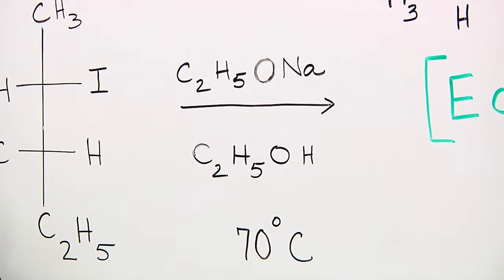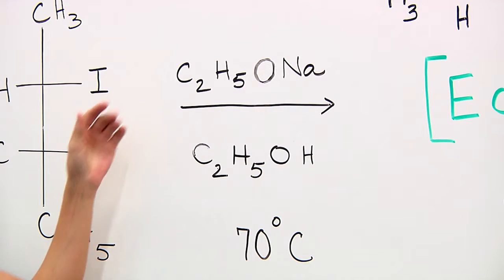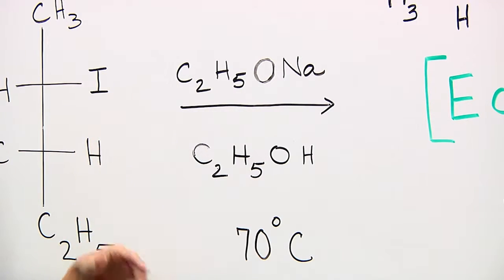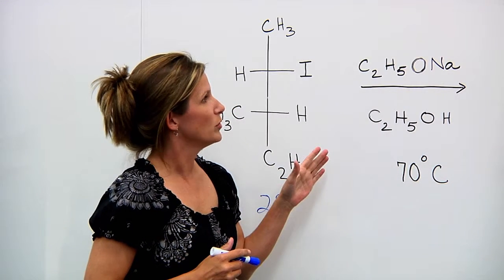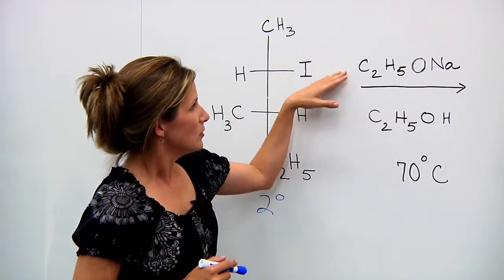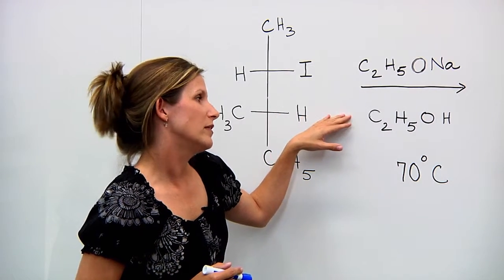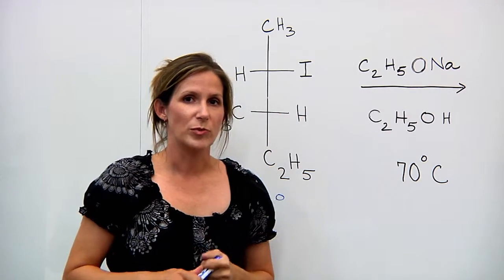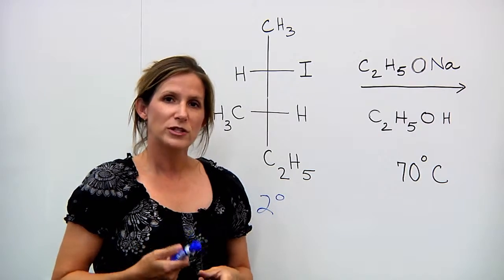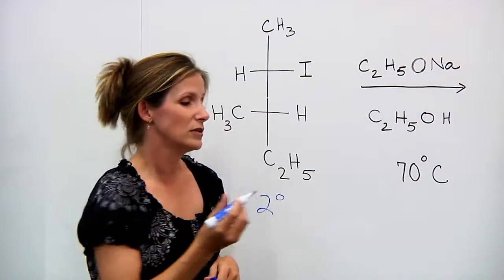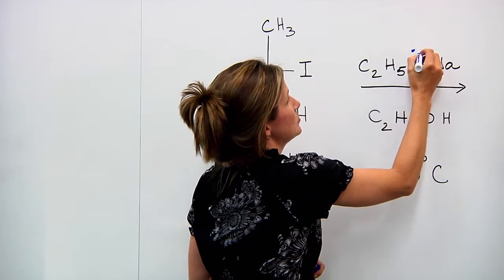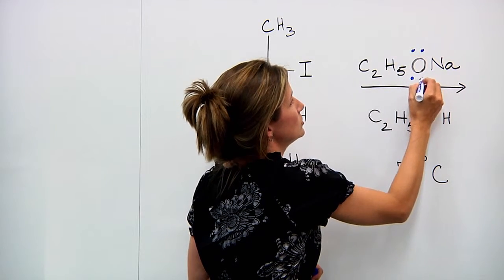So coming over here, we see that we have sodium ethoxide and ethanol, and we have a reaction condition at 70 degrees Celsius. So how do you determine between the sodium ethoxide or the ethanol, which of these two will be our acting reagent? The trick to this is to go ahead and place your electron pairs on your atoms along with any overall charges.